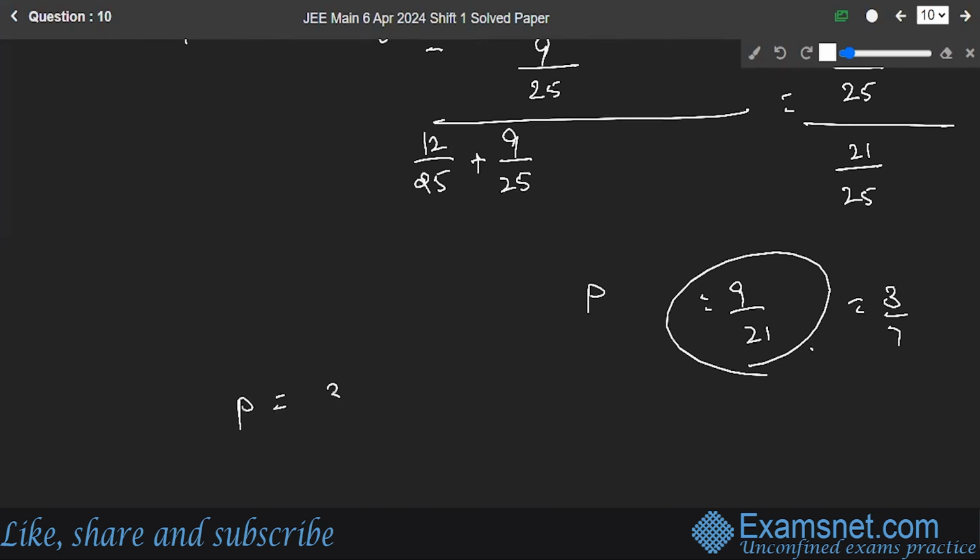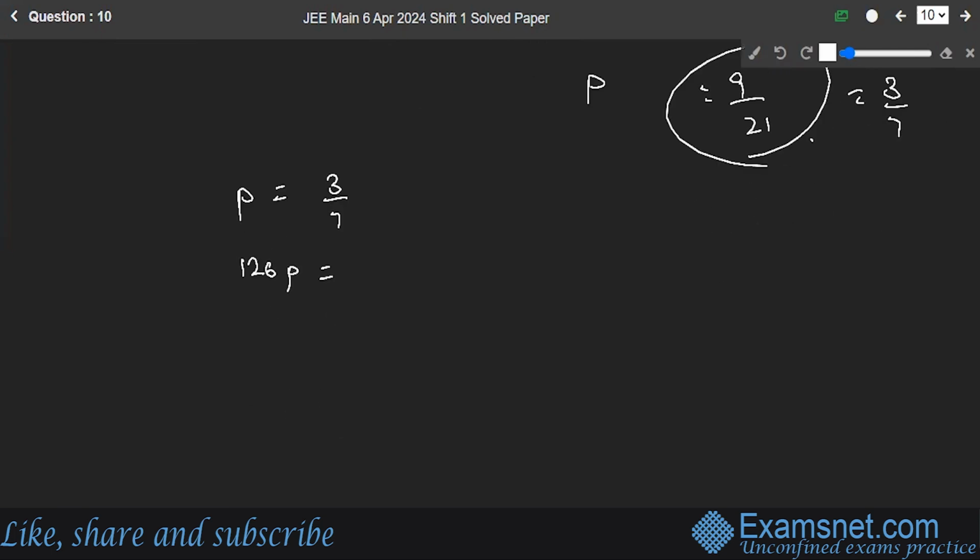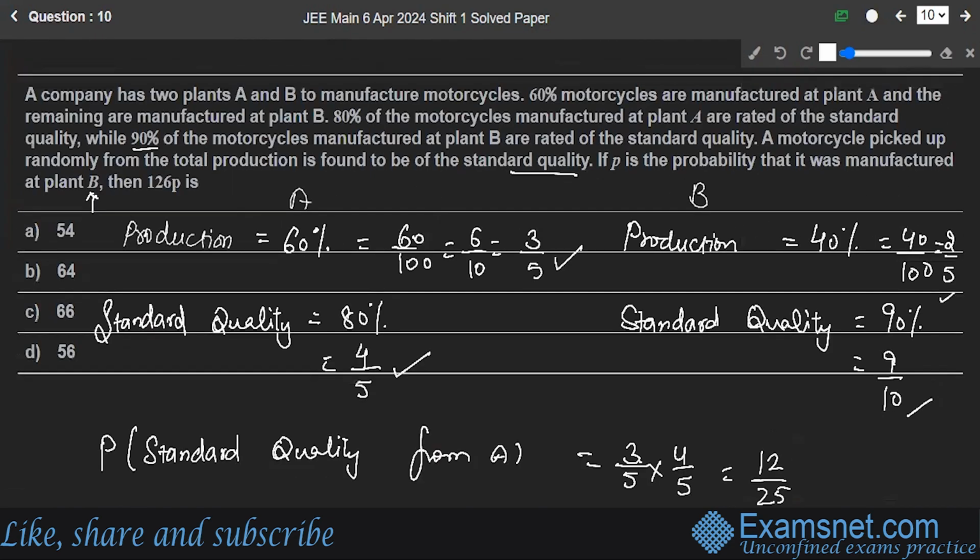Now P is equal to 3 by 7. 126 of P is equal to 126 into 3 by 7, which will give you 54. So this is the answer to the question, 54. Option A. Hope you got that. Let's move to the next question then.